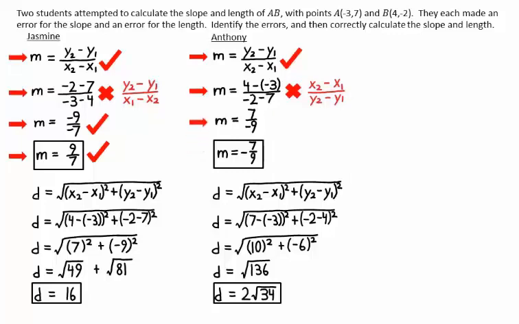His third step, no problem there. 4 minus -3 is 7. -2 minus 7 is -9. And then just rewriting it for step 4 with the negative out in front.